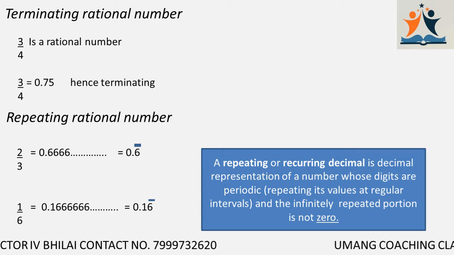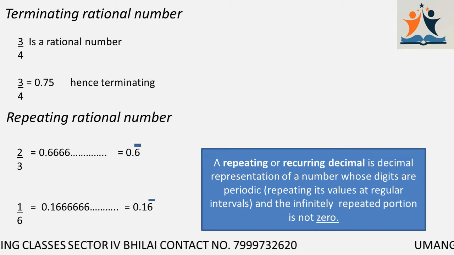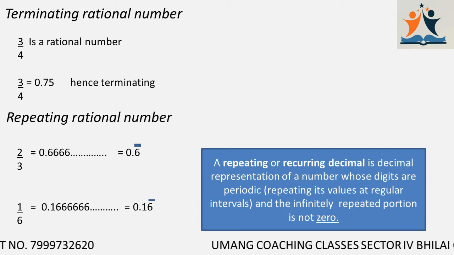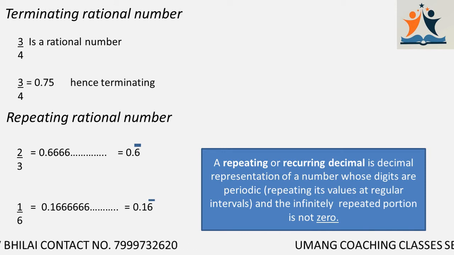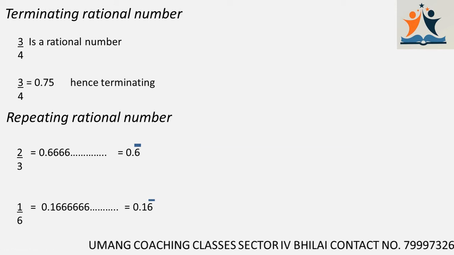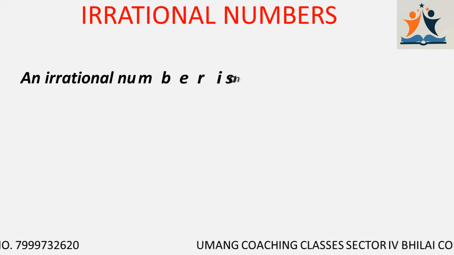It is a natural number like 1, 2, 3, 4, etc. Okay, now we have understood the rational number in brief. Now let's move forward to irrational numbers. So what are irrational numbers?